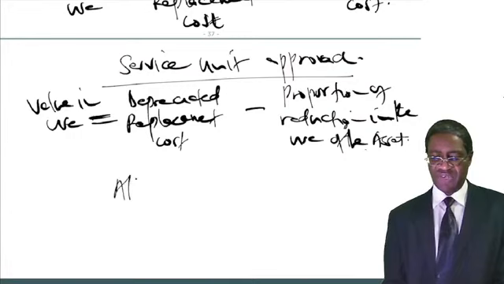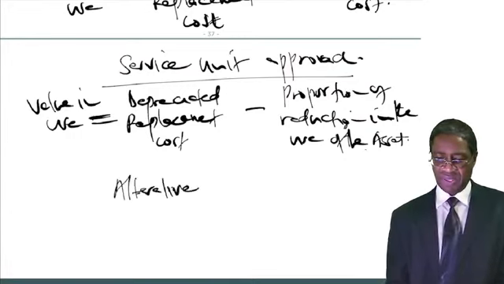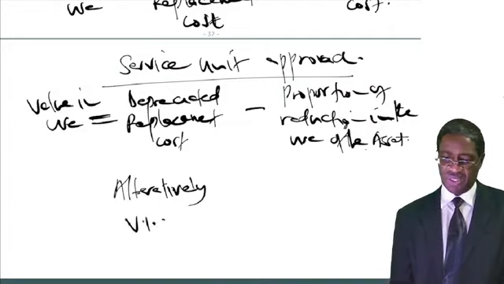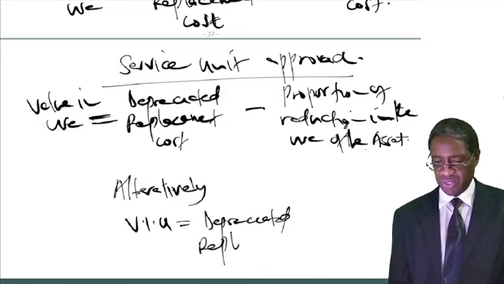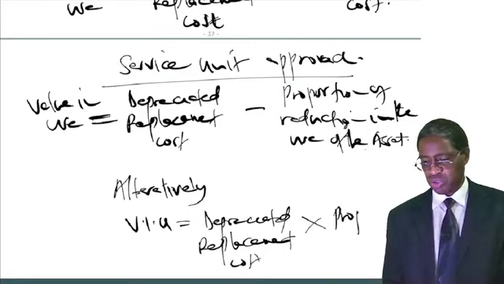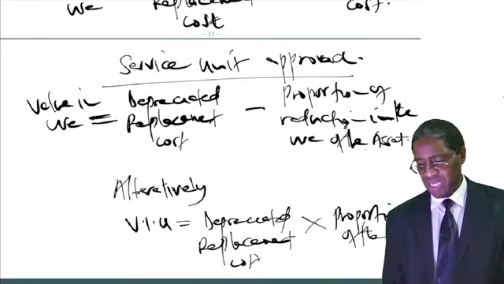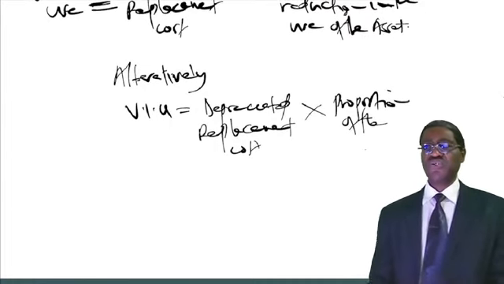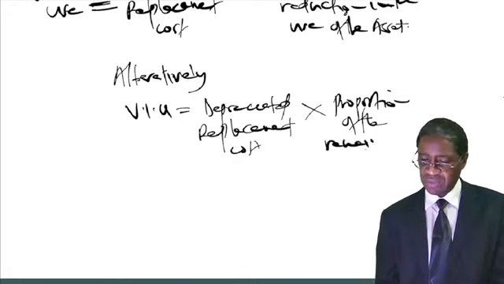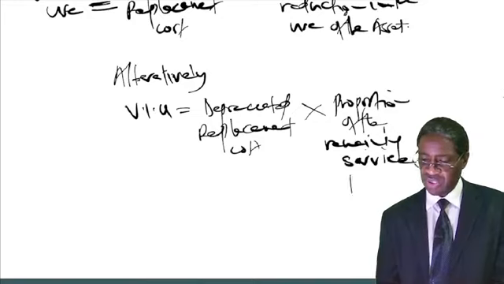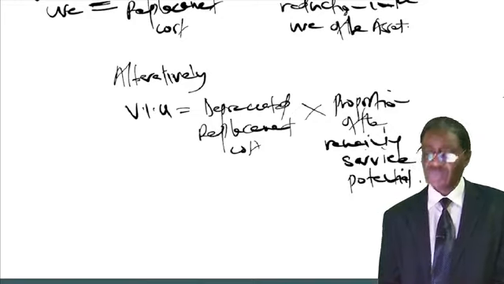You can even say alternatively, value in use equals depreciated replacement cost times the proportion of the remaining service potential. The remaining service potential. Good.